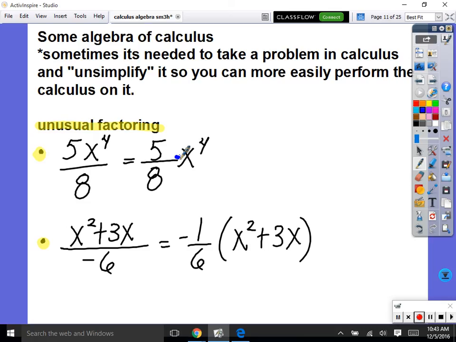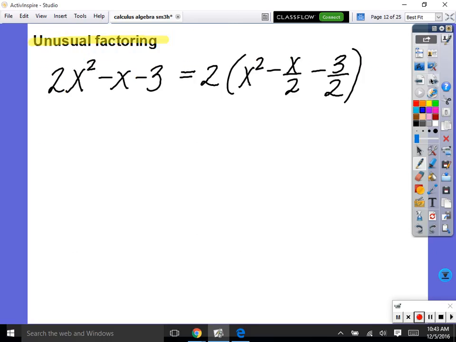Okay? So it would be in calculus very helpful if you had something like this, x squared plus 3x divided by -6, to rewrite it as this. Say, I know this is really, pull out a -1 over 6, and then left is times x squared plus 3x. Does everybody see how I just rewrote that? Okay. Couple more, then we're just going to start practicing off your worksheet.